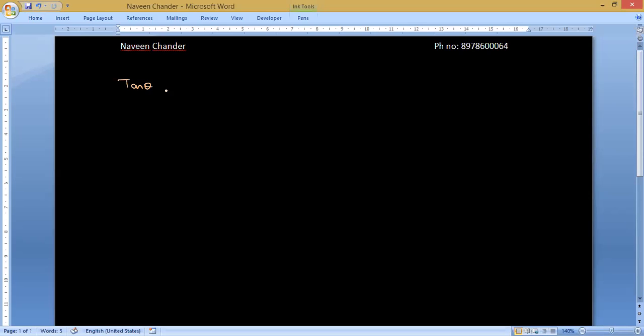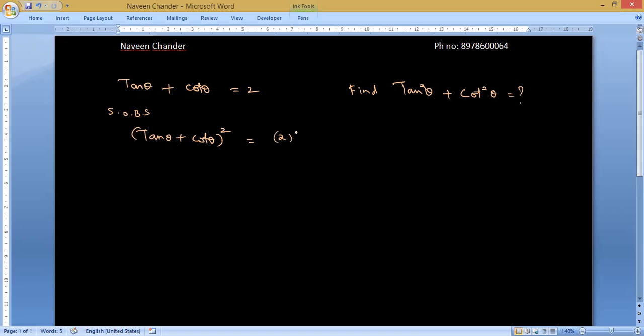Tan theta plus cot theta equal to 2. Find tan square theta plus cot square theta. Okay. So given is tan theta plus cot theta equal to 2. Squaring on both sides. Then tan theta plus cot theta whole square equal to 2 square.